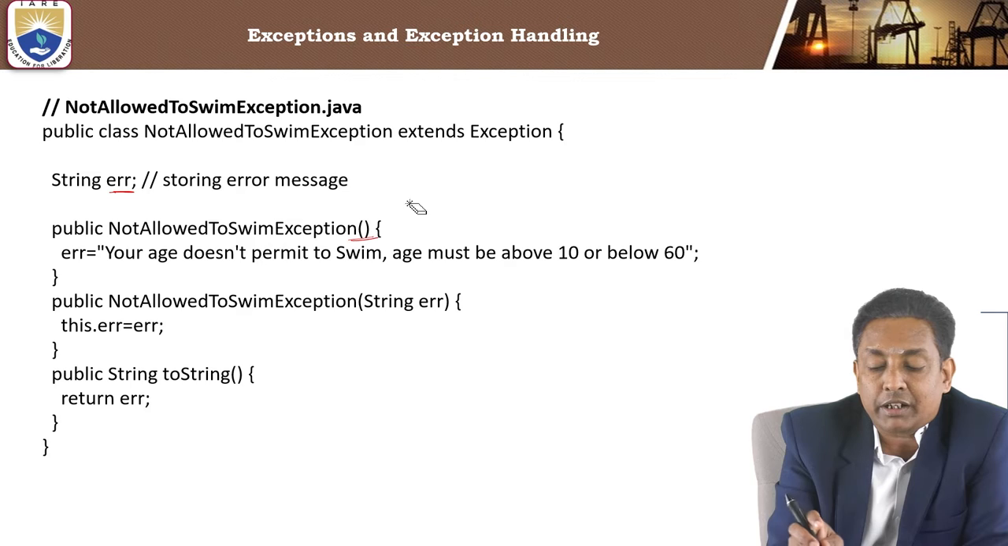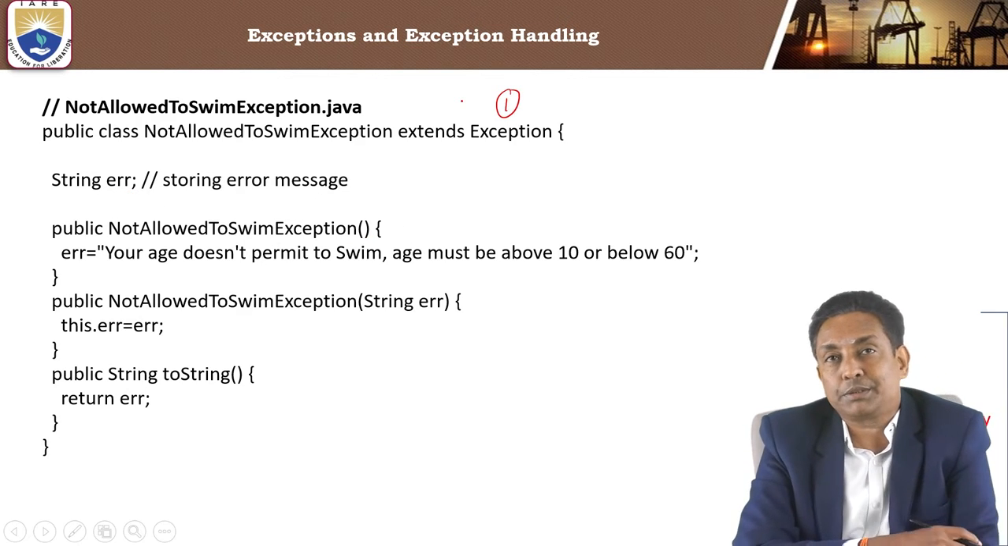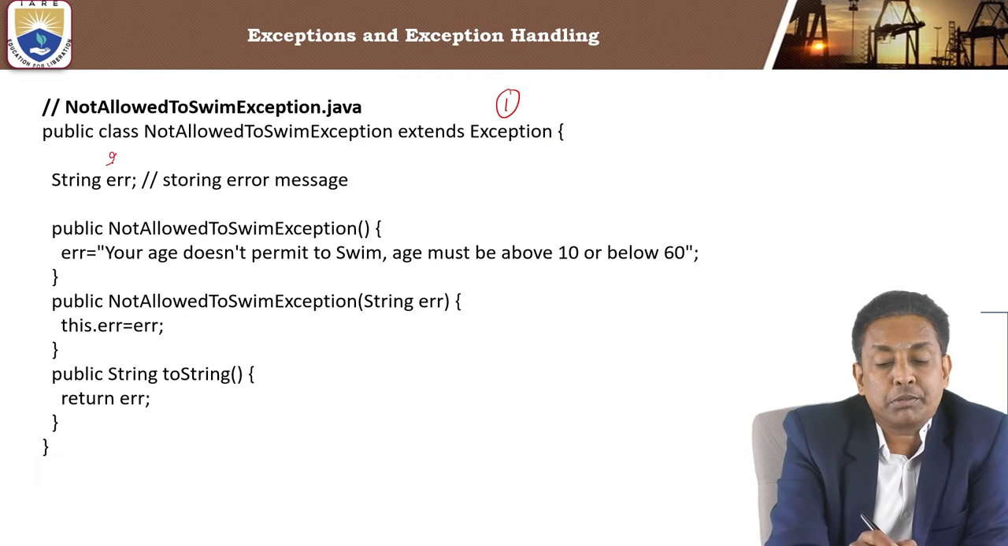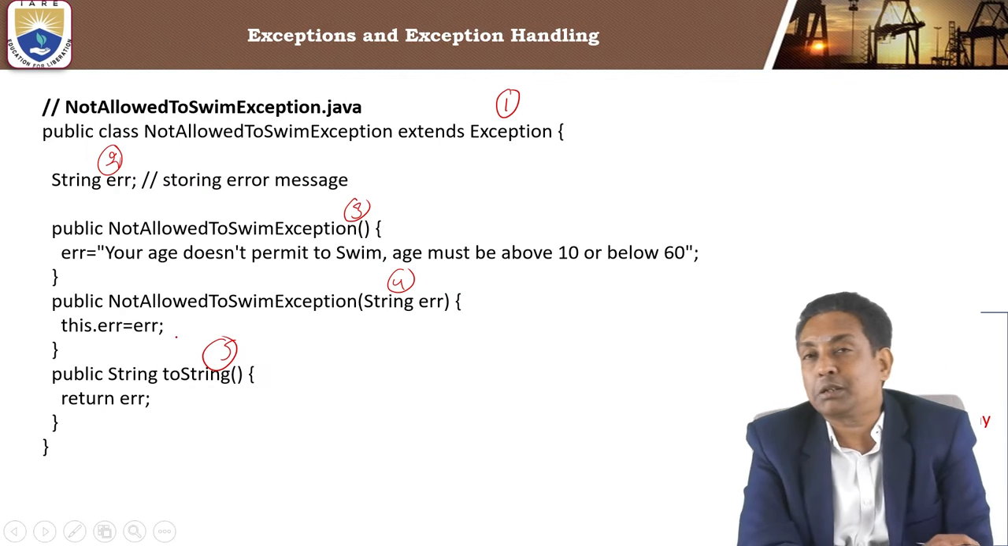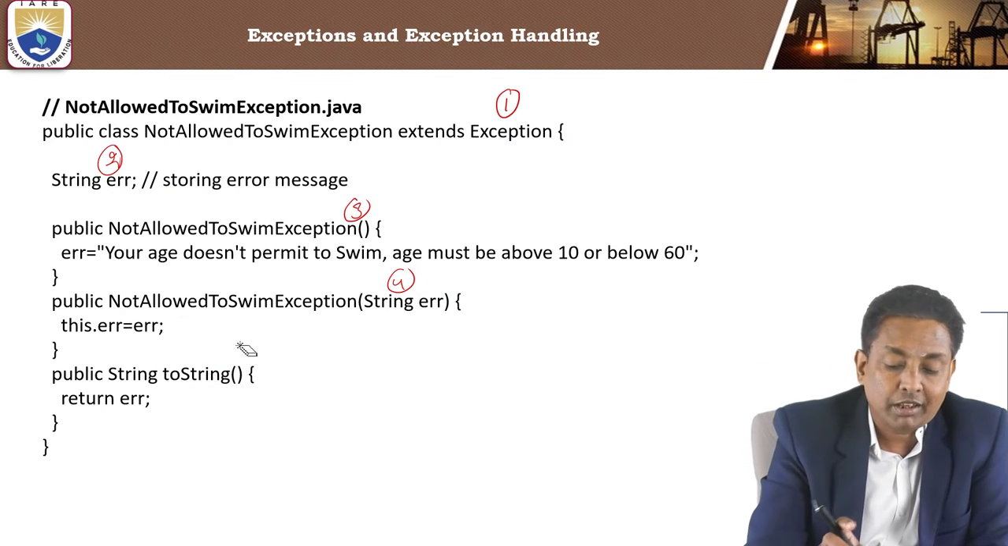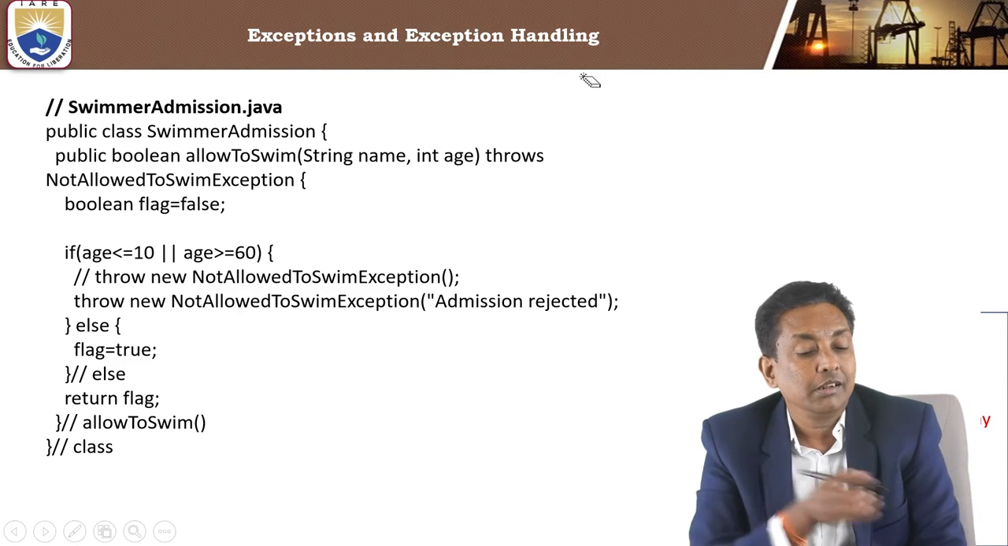And to write a user-defined exception, what must we do? We must write a class that extends from the Exception class. One string error variable must be declared, one no-parameter constructor and one parameter constructor must be written, and one toString method must be written. Fine. How to use them? How to use this exception?